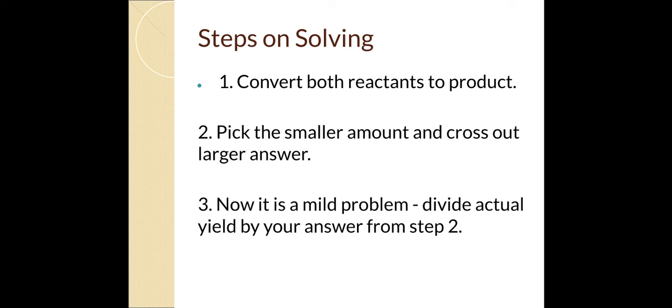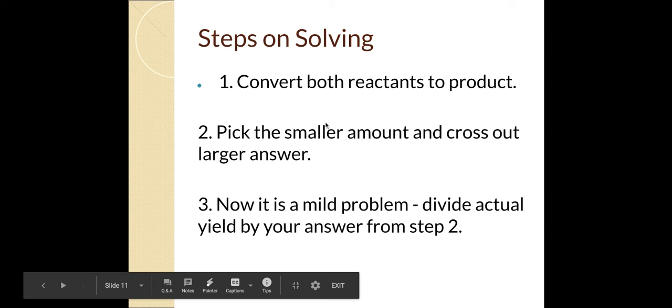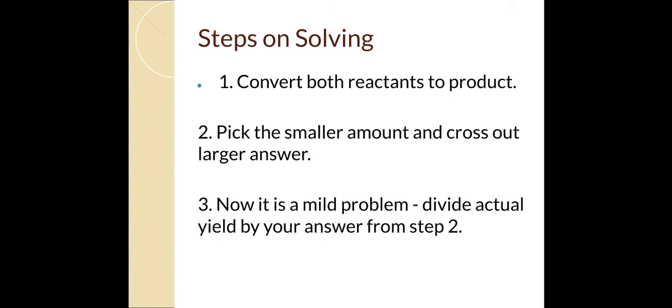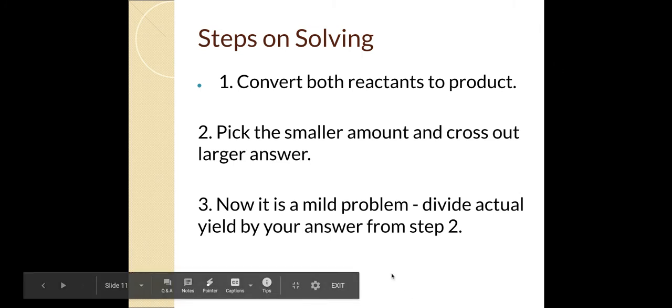Now what we've effectively done is we've created a mild problem. We have the grams of water given to us in the problem. We have the grams of water that we just calculated and we circled. Divide the actual yield by your answer from step 2 and make it a percentage. That's how we're going to do it, okay? So that is how a spicy problem works. So I'll go ahead and bust this spicy problem out for you, and then just kind of turn you loose here on this stuff. Maybe.